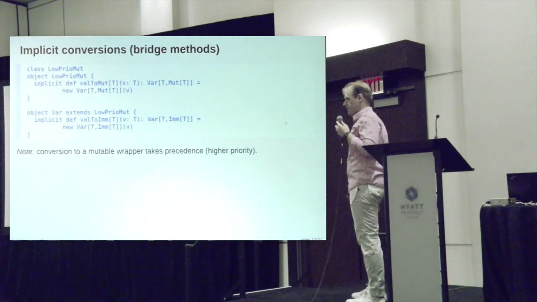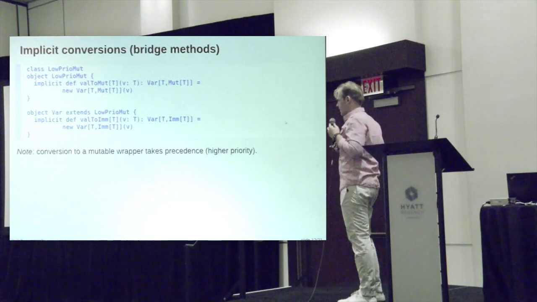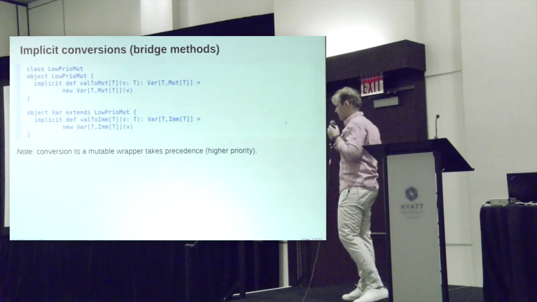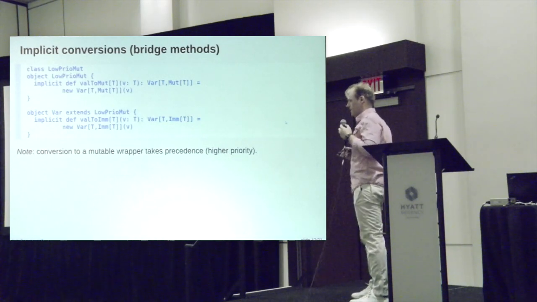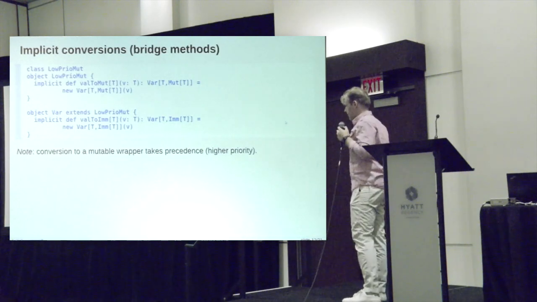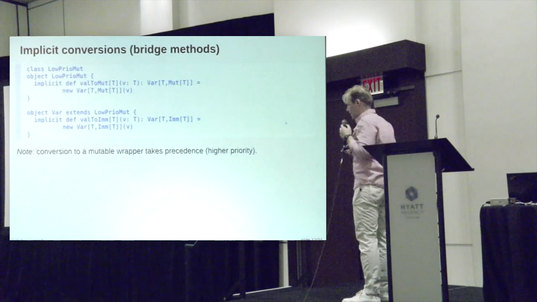Second, we have implicit conversion. We give high priority to conversion to immutable because immutable is less restrictive. And in both cases, we can basically create a wrapper variable out of a value.